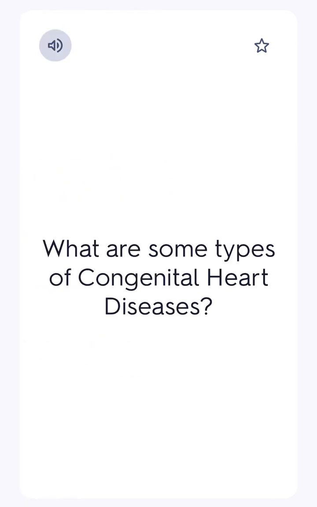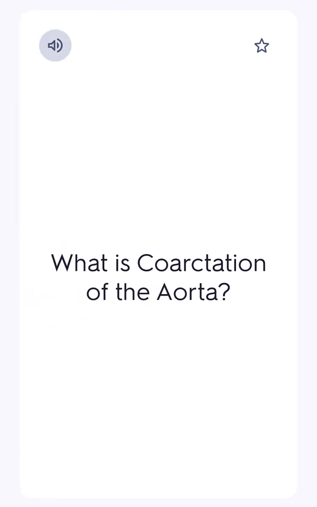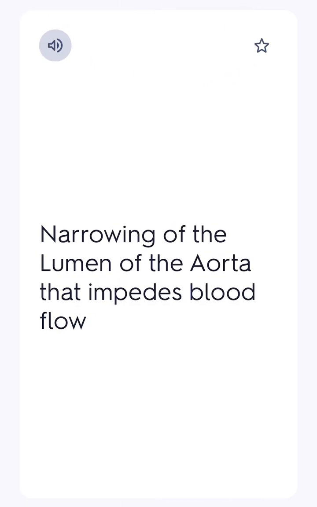What are some types of congenital heart diseases? Heart defects, hemodynamic alterations, status of tissue oxygenation. What is coarctation of the aorta? Narrowing of the lumen of the aorta that impedes blood flow.